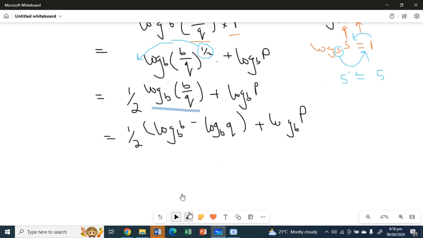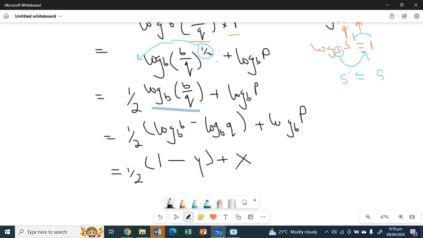All right, so I'm going to say half, this log_b b becomes a 1, log_b q is y, plus log_b p is x. If you want, you can distribute the half times 1, that is half times negative y, negative half y. Yes?